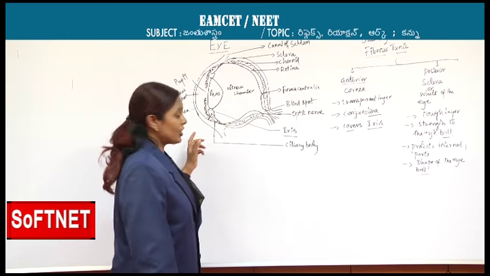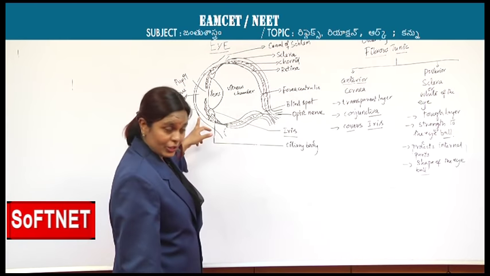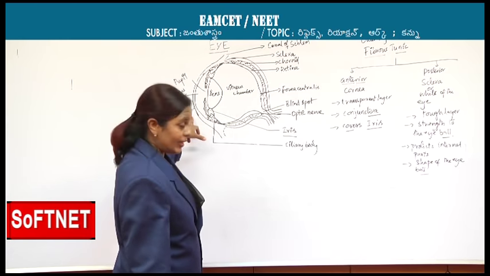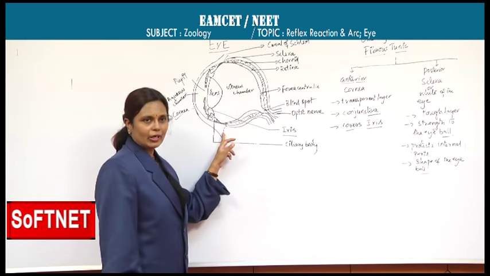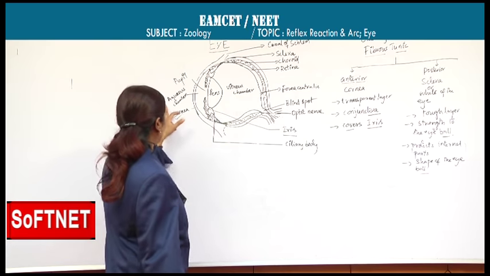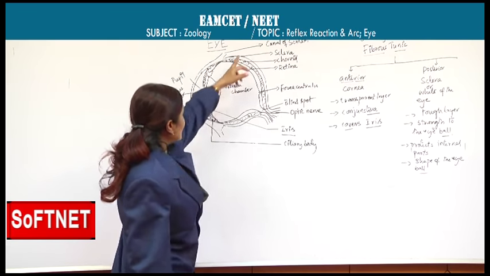Now, at the junction between the two, at the junction between outer or anterior cornea and posterior sclera, you find one canal here. This is called the canal of Schlemm.